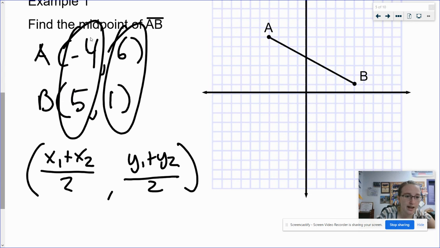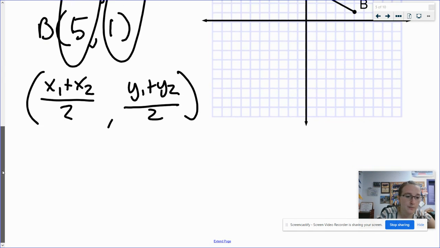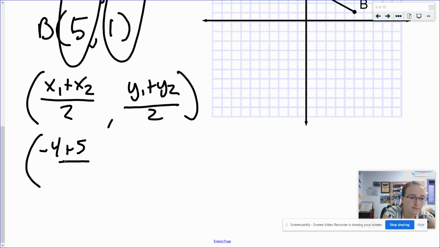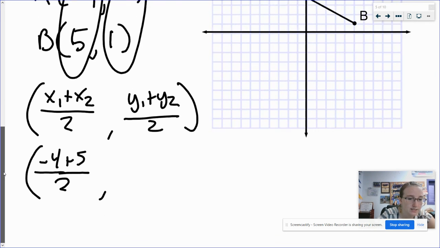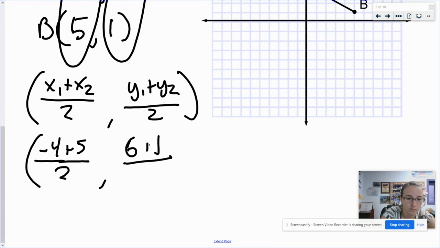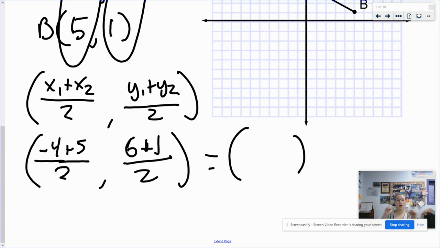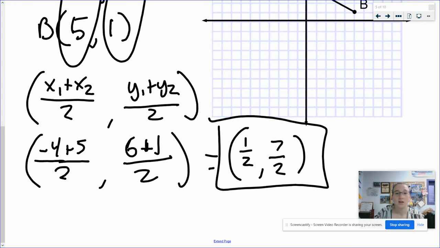So here's my x's, I'm going to add them together. Here's my y's, I'm going to add them together. So we have negative 4 plus 5, be very mindful of your signs, comma, what do we have, 6 and 1? Yep, 6 plus 1. Okay, so I solved these separately, and this is my answer. Again, our answer is a point on a graph. So this should be 1/2. That's the negative 4 plus 5 gives me 1 divided by 2. And 6 plus 1 divided by 2 gives me 7 over 2. And there's my answer.